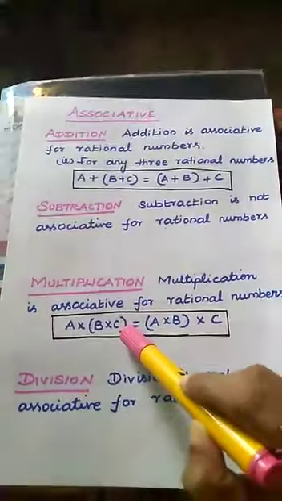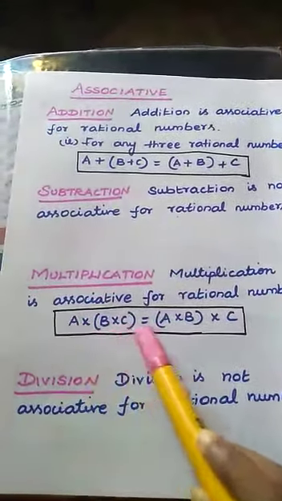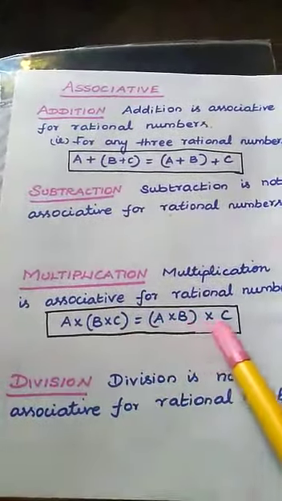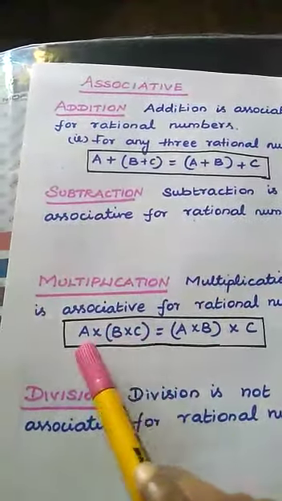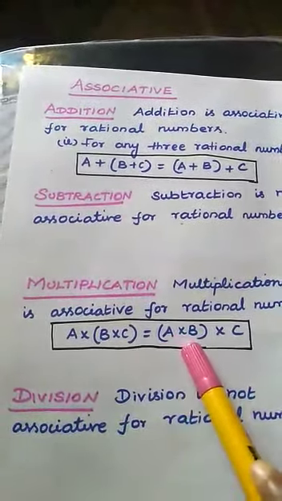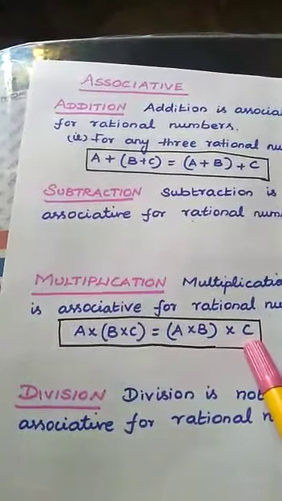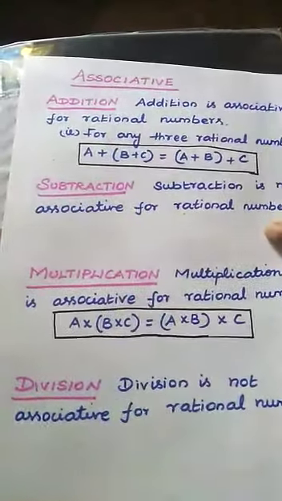Then multiplication. Multiplication is associative for rational numbers. A into (B into C) is equal to (A into B) into C. First multiply the B and C value. Then multiply with A value. In RHS, first multiply the A and B value. Then we have to multiply directly with C value. Division is not associative for rational numbers.